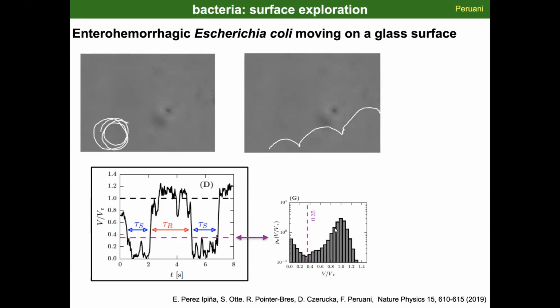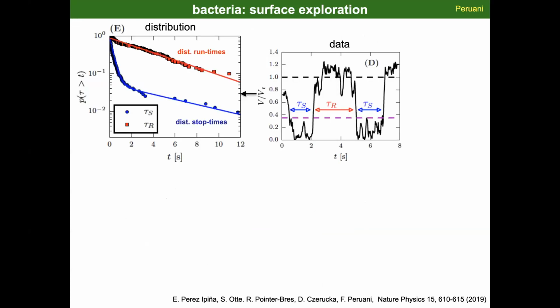Why do that? Because in fact, what we want to do is to understand the distribution of the run times, so for how long the bacterium is running, and for how long the bacterium is stopping. Now, if you look at the survival curve associated with these two quantities, what you observe is that the distribution of run times, which is this one, is rather an exponential, but the distribution of stop times is not an exponential.